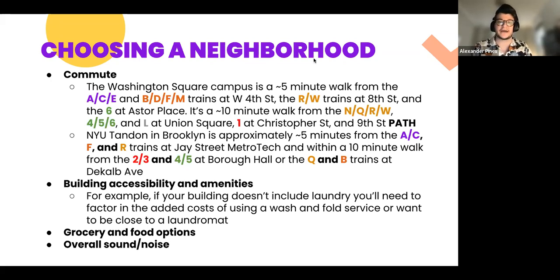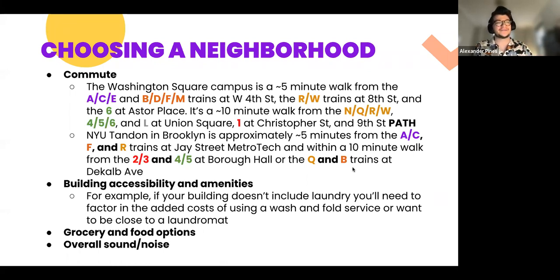Similarly, you want to also think about what sound and noise levels you can tolerate. When I was younger, I was up till 2, 3 in the morning. I didn't care how loud it was, fine. Now that I am less young, I like a quiet neighborhood.